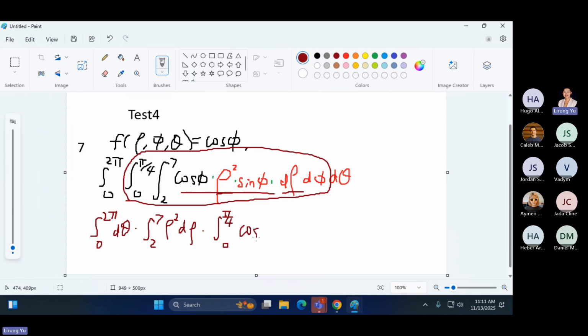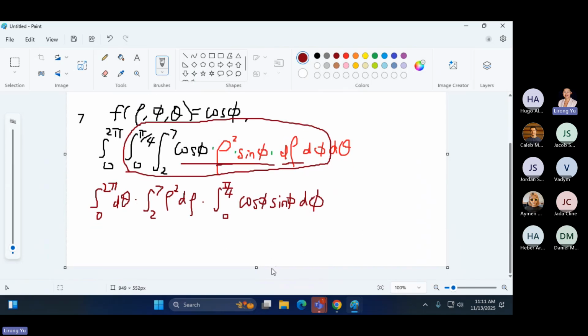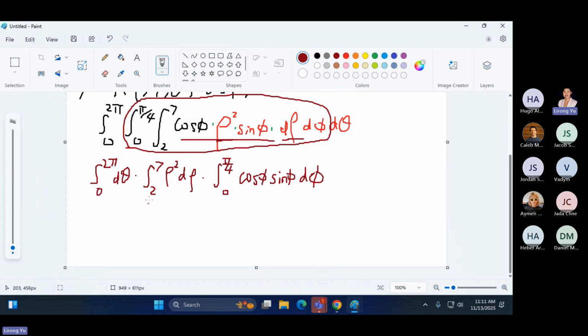This version is cosine phi sine phi, which we have to integrate using a substitution method. The other version may end up having sine squared phi. You have to use a power reduction formula to rewrite it. But either way, there is trig integration involved. It's not identical. If you calculate the first integration, you're getting 2 pi. When calculating this integration, rho squared is integrated as rho cubed over 3. So it's going to be 7 cubed over 3 minus 2 cubed over 3. And you've got to look at what that number is supposed to be.